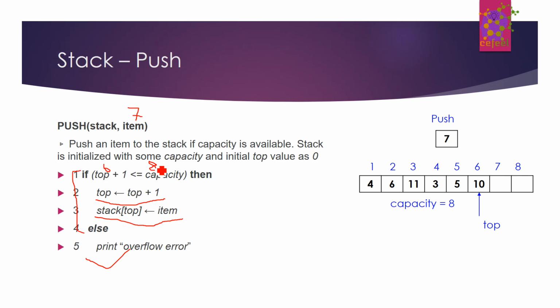So the first step is to increment the top. Top becomes top plus 1. So top now becomes 7. And then what we do is we do a stack top, which means we push the item to the stack. So we will move this item 7 to the stack, and then we are done. So that was about the push operation. Pretty easy, right?